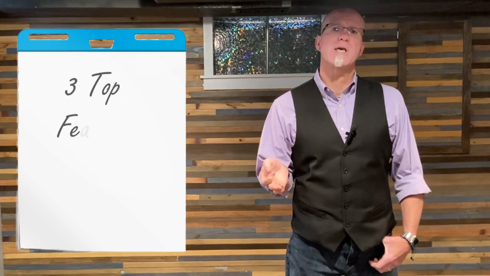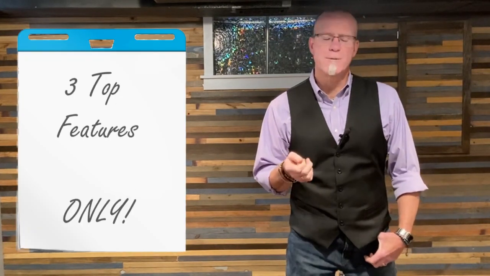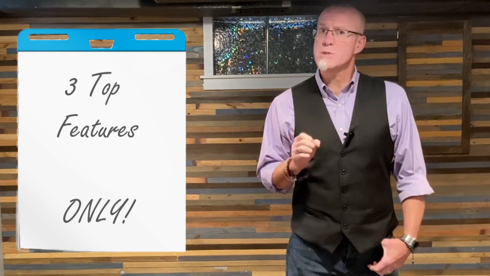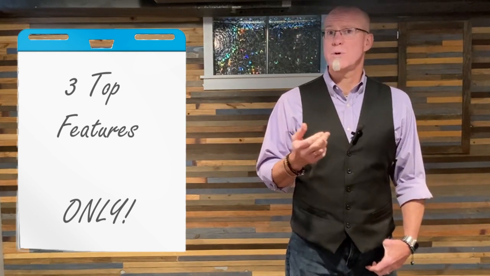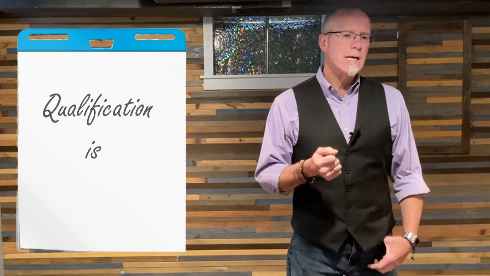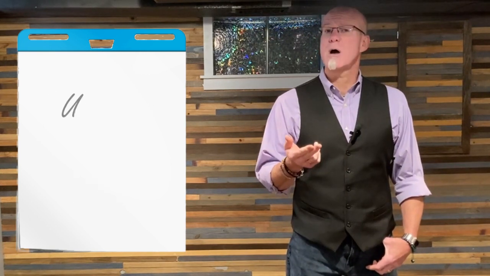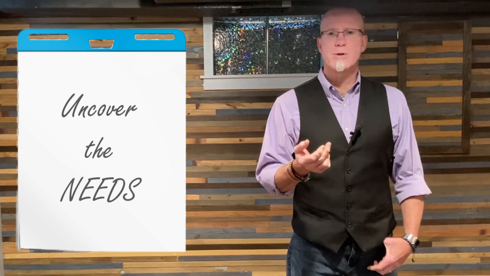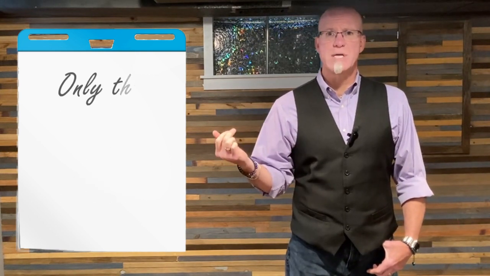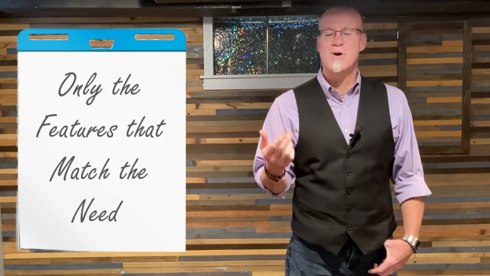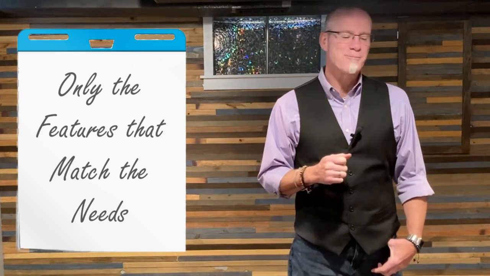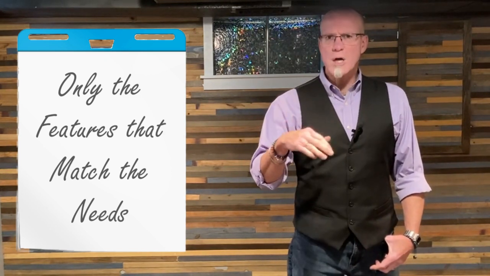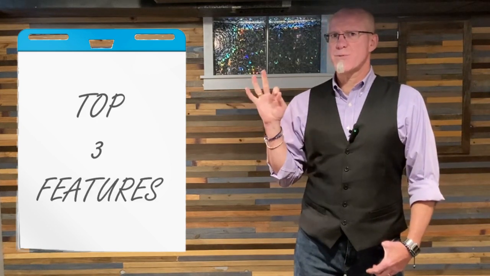Today I want to talk about the power of three in the world of selling. And what I'm referring to are the three top features that should be presented to a prospect. To understand what those top features are, the salesperson should first go through a good qualification process where they truly uncover what the needs of the prospect are, in order to identify the top features that solve those needs. If they don't solve them, you shouldn't be having a sale anyways. So uncover the needs and only present the top three.